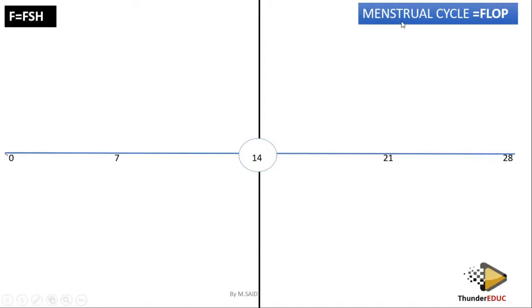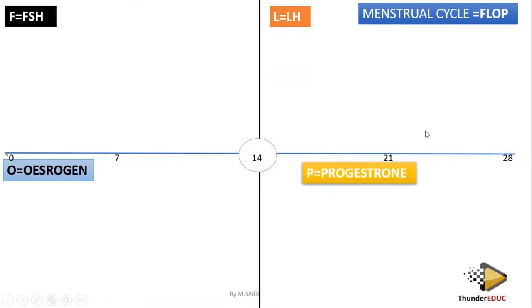F is follicle-stimulating hormone from here, and then L is luteinizing hormone, and then you have O, which is estrogen, and then P is progesterone. By taking the first letters, it makes Fallope. So 1, 2, 3, 4. That's how you must name them.